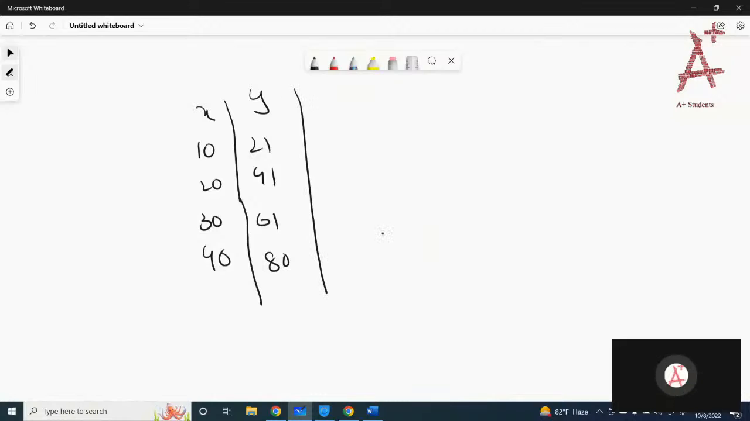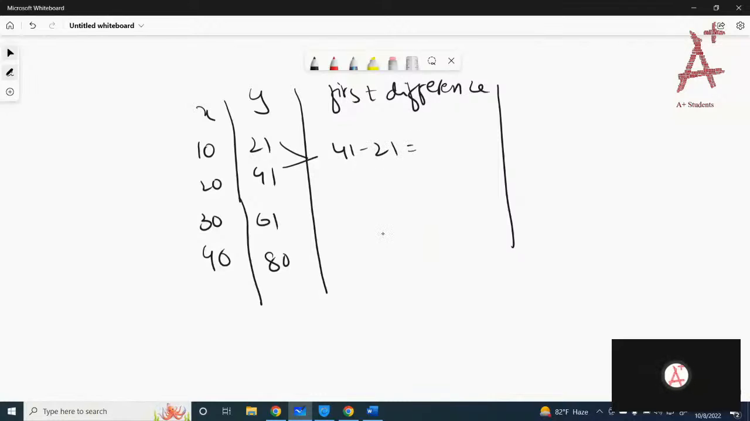So let's calculate the first differences. For the first difference, you calculate the difference of the y values only. Got it? Just subtract the first y value from the second. Let's do these two: 41 subtract 21 equals 20. Now for these two, 61 subtract 41, it is again 20.